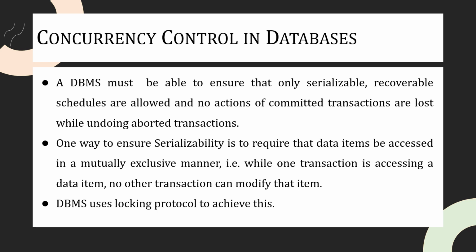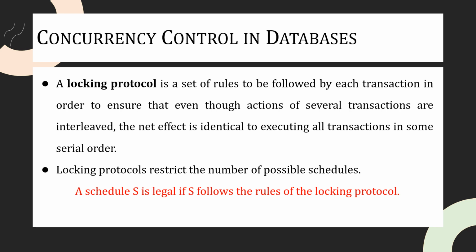So the DBMS uses a locking protocol to achieve this. A locking protocol is a set of rules to be followed by each transaction in order to ensure that even though actions of several transactions are interleaved, the net effect is identical to executing all transactions in some serial order. That is, it provides a set of rules to make sure that each transaction ensures serializability. This locking protocol restricts the number of possible schedules. A schedule S is said to be legal if S follows the rules of the locking protocol.